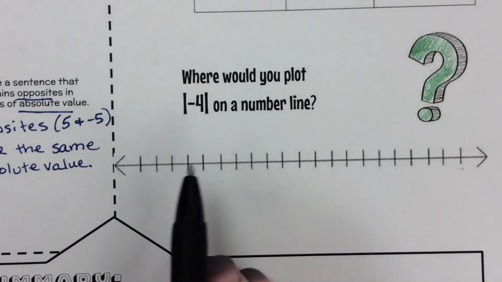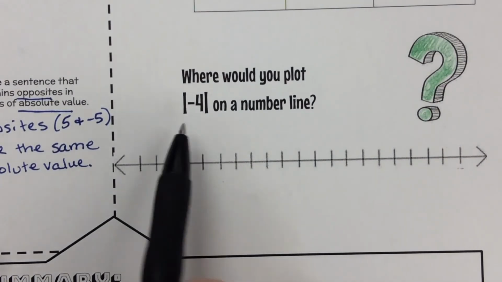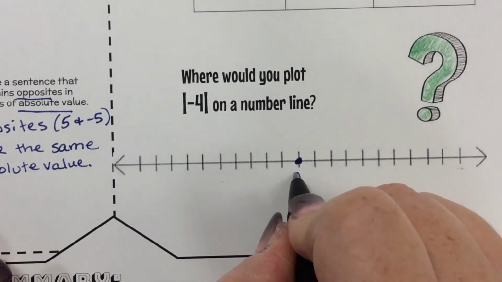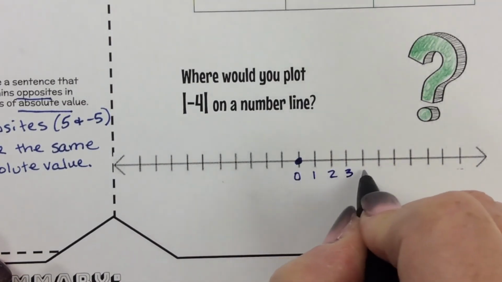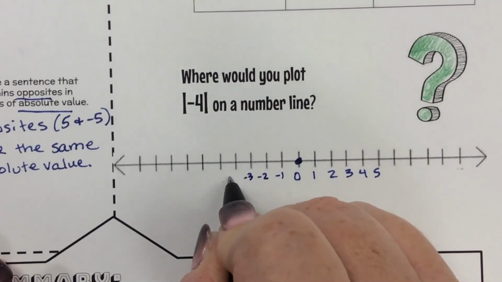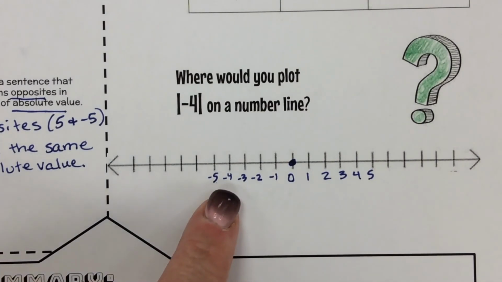Now, last one. Where would you put the absolute value of negative 4 on a number line? So, we need to draw us a little number line. 0, 1, 2, 3, 4, 5. Negative 1, negative 2, negative 3, negative 4, negative 5. Would I put that over here?